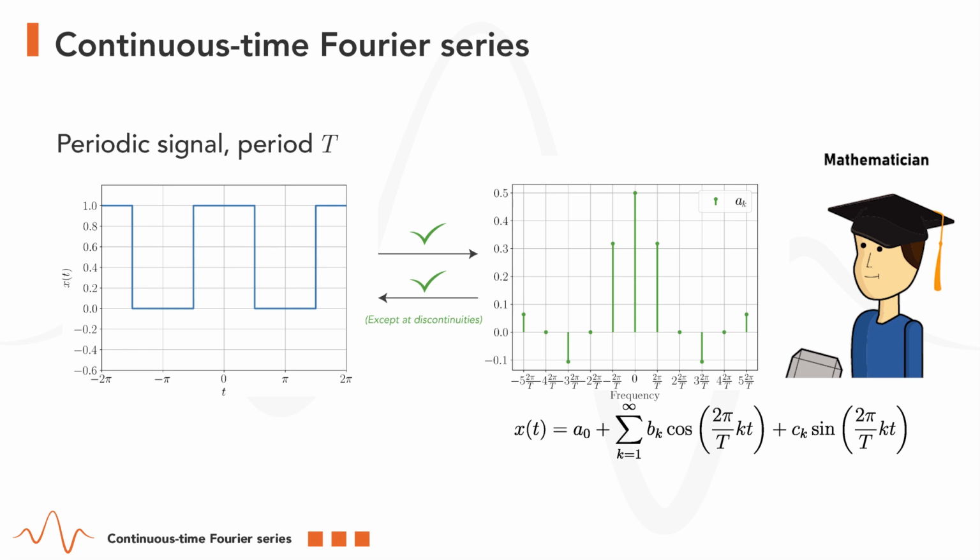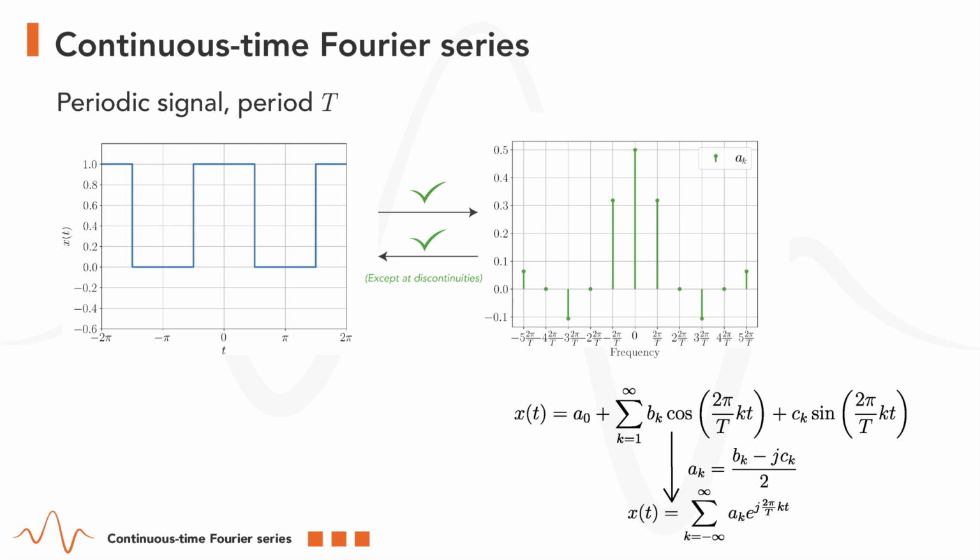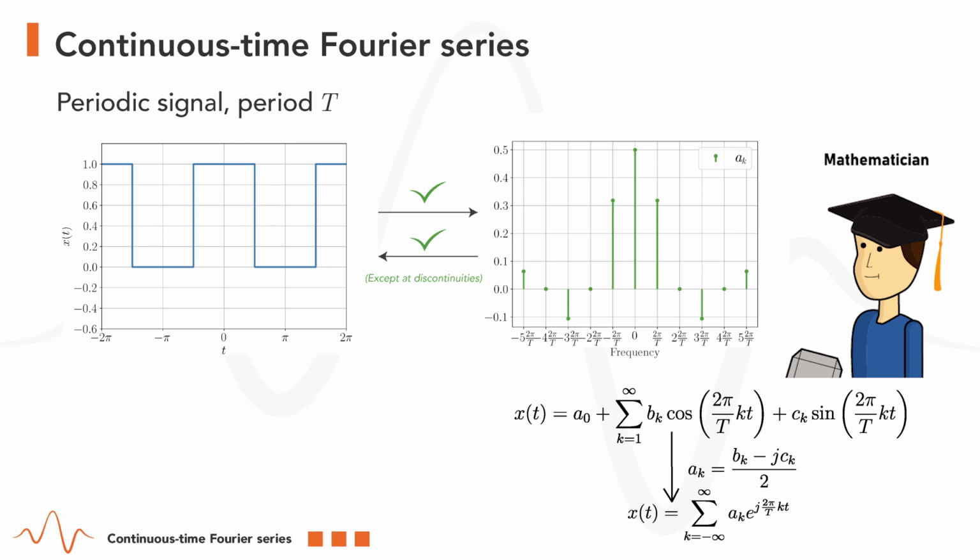Another point, but this one is mostly for the sake of elegance, is that rather than talking about cosines and sines and coefficients a0, bk's, and ck's, we can just consider a sequence of complex coefficients ak and write the original signal as a weighted sum of complex exponential signals multiplied by these complex coefficients ak. The complex coefficients ak can be written in terms of the previous coefficients as ak equals bk minus j ck over 2.